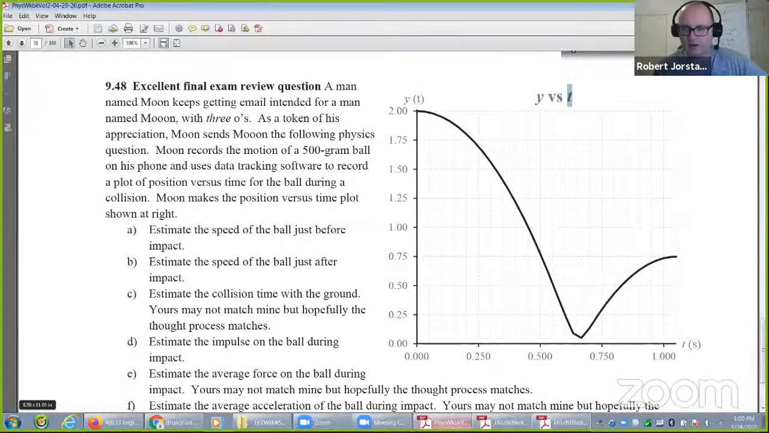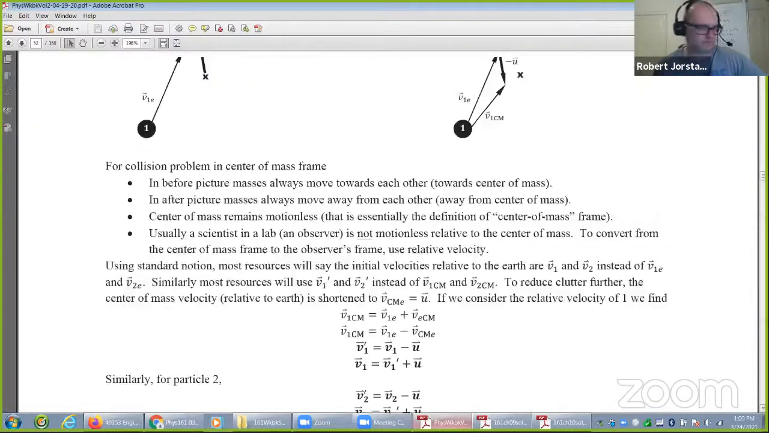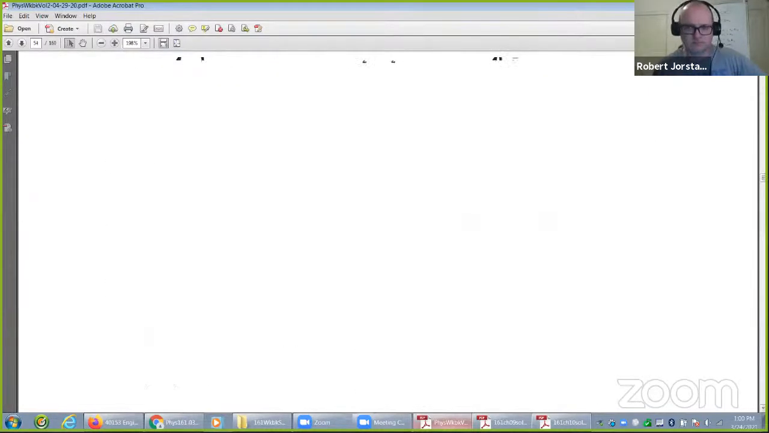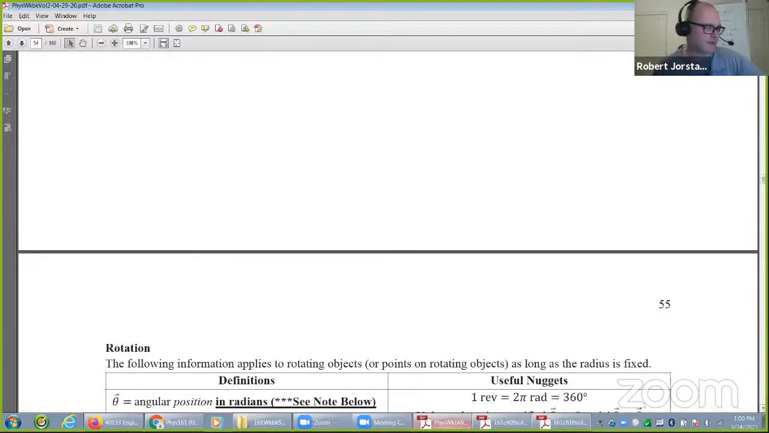Okay, we're going to talk about chapter 10 now. And what page was that on here? Let's start with the screen share. Kind of exciting. We get to do some new stuff. We are on, sorry about that. Page 55. Page 55, rotation.